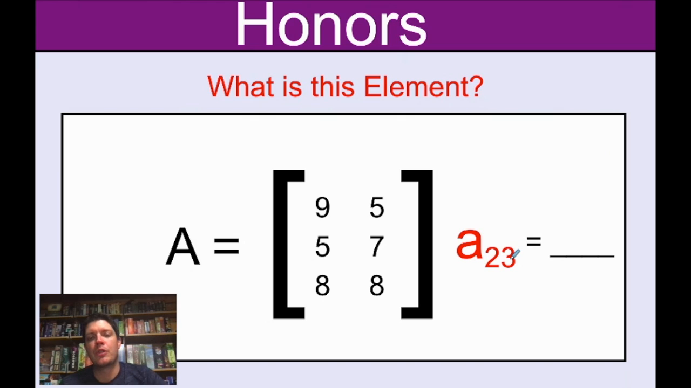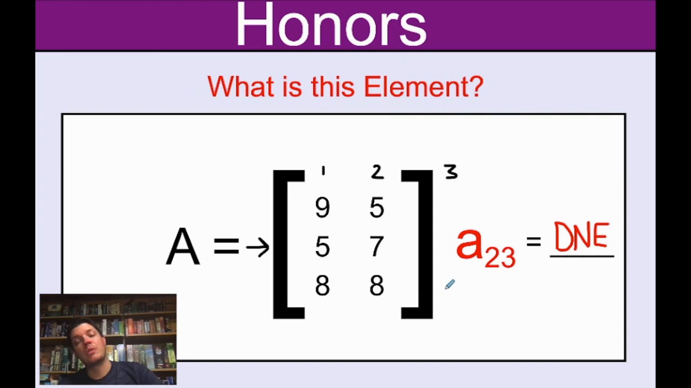Element 2, 3. Okay, so remember, remote control, row, column. So I'm going to find row 2 and column 3. Oh, there actually is no column 3. This is kind of a trick question. Column 3 would be out here. It actually doesn't exist. So if I ask you for element A23 and there isn't one, hopefully you caught on to that, we're just going to label it with capital letters D, N, E. That means does not exist.